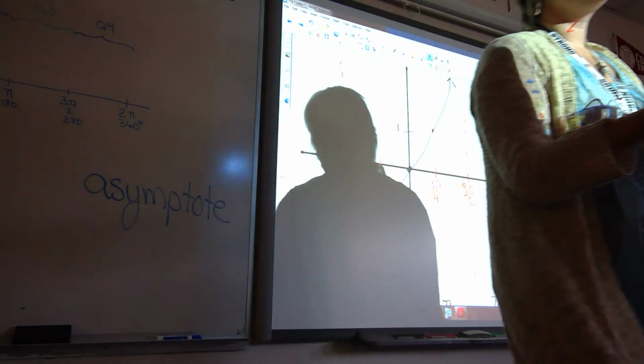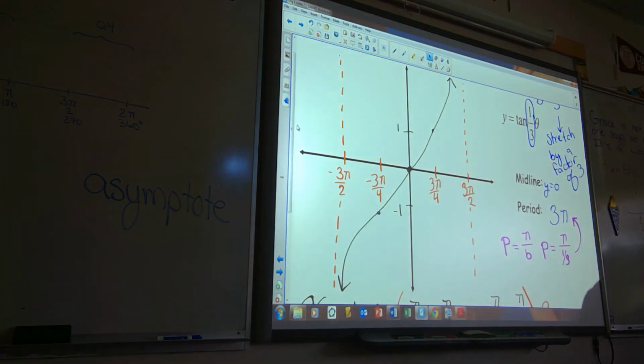You will see word problems on tonight's homework, but they are not tangent related. It's a lot harder to think of real world situations that are modeled with tangent. It's much easier to think of things like tides and Ferris wheels, which are sinusoidal. All right, cool.